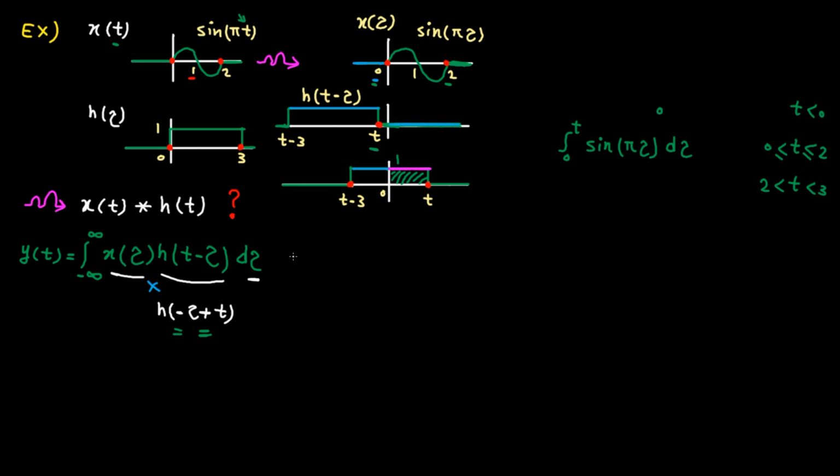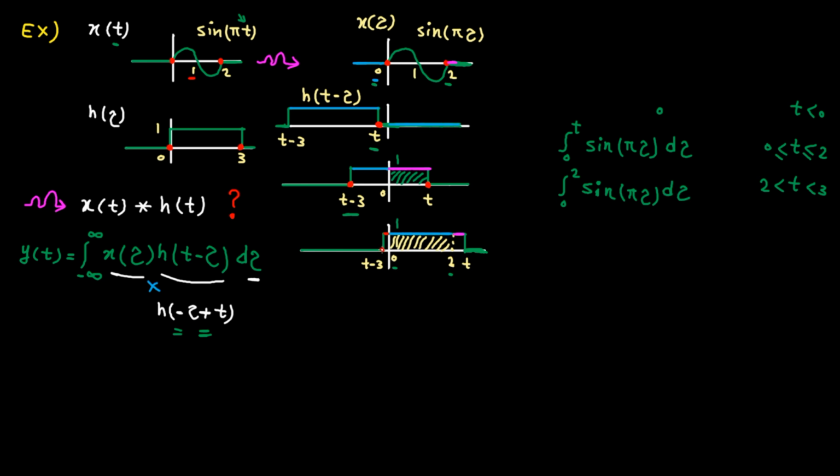Let me erase this and plot this scenario. T minus 3 is less than 0 and t is greater than 2. This small part and this part, which is beyond 2, are multiplied by 0. This is the only box where the product is non-zero. So the integral is from 0 to 2. X is a sinusoidal function and h is 1.